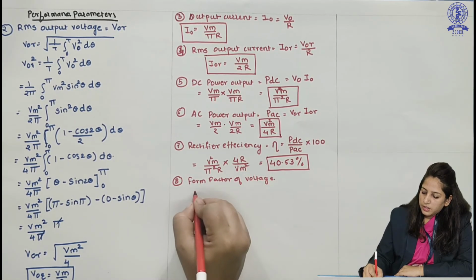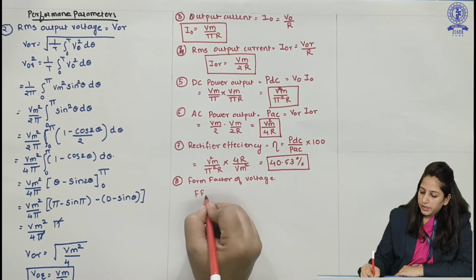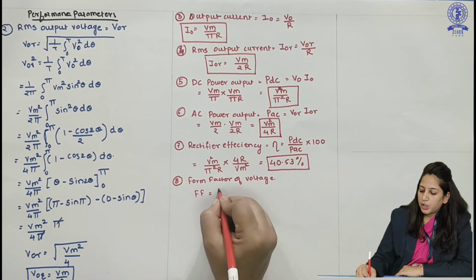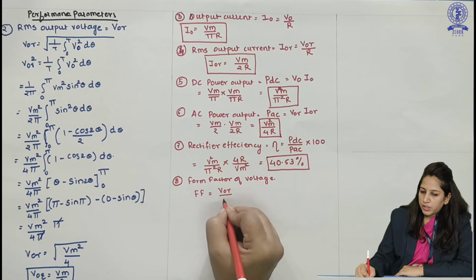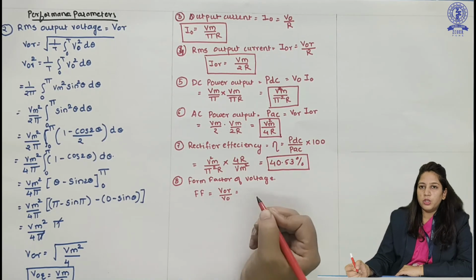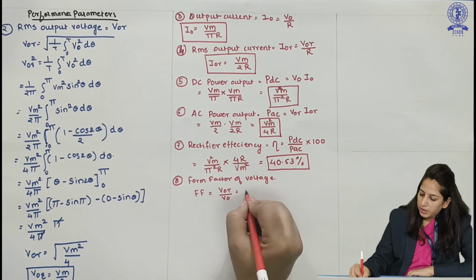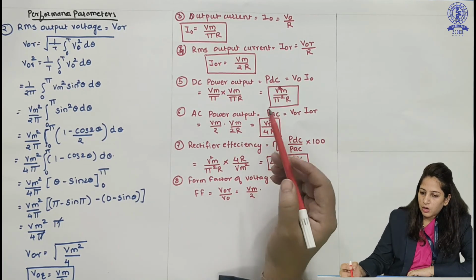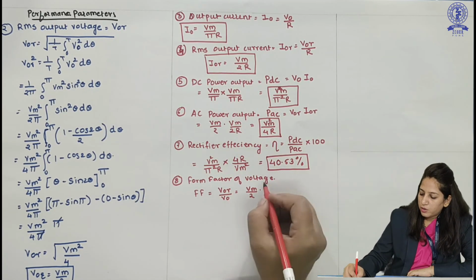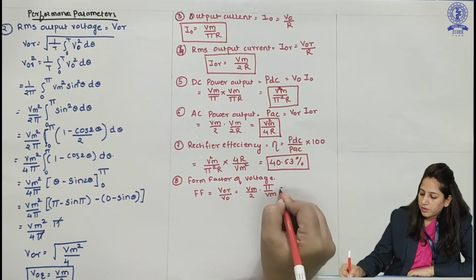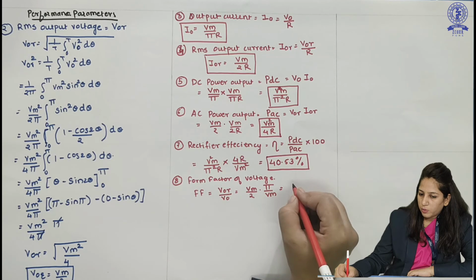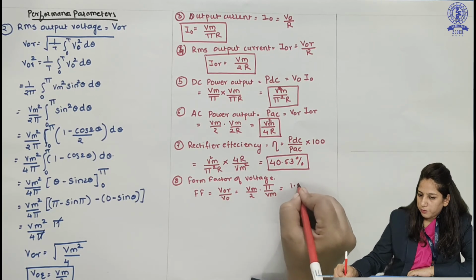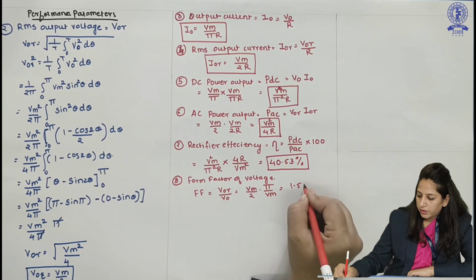Form factor, which we will indicate as FF, is the ratio of RMS output voltage to average output voltage. We know RMS output voltage is Vm upon 2 and average output voltage is Vm by pi. So inverse of it, it will be approximately 1.571.